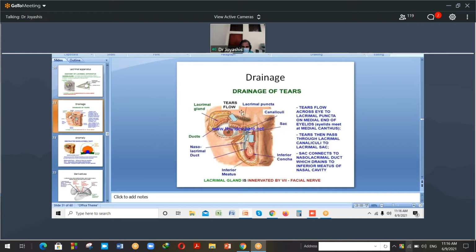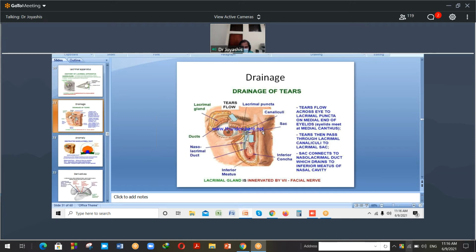And this is the flow of tears. This is from the lacrimal gland to the lacrimal canaliculi to the upper puncta and then into the lacrimal sac, and through the nasolacrimal duct tears pass to the inferior meatus. This is the normal pathway of tears.